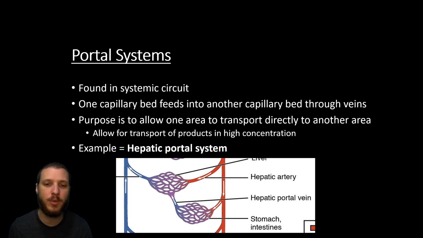A good example would be what we call the hepatic portal system. Anytime you see the prefix HEPA, we're thinking liver. And what's going to happen is part of our digestion, we're going to send blood from our stomach and our intestines straight to the liver. The liver's going to have a lot of functions. It's going to detoxify, and it's going to help with the digestive process and the clearing of toxins.